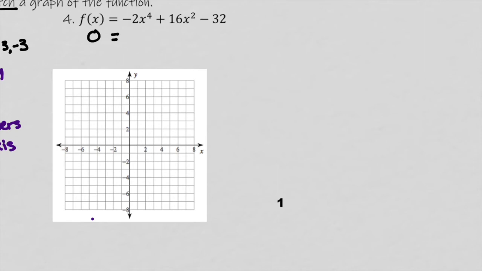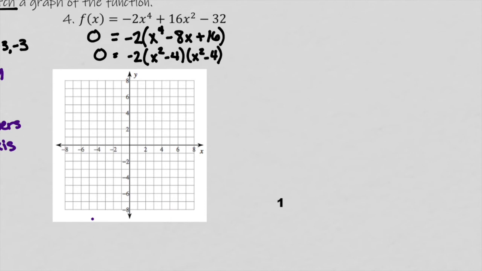Let's factor out here. It looks like I can take out a negative 2 from everything, and that leaves me with x to the 4th minus 8x squared plus 16. And I can factor that even more. So I get negative 2, and it'll be x squared minus 4 times x squared minus 4. And again, x squared minus 4 can be factored even more. So it's x minus 2 times x plus 2. And since I had x squared minus 4 twice, both of those will be squared. So x is going to equal a positive 2 twice and a negative 2 twice.